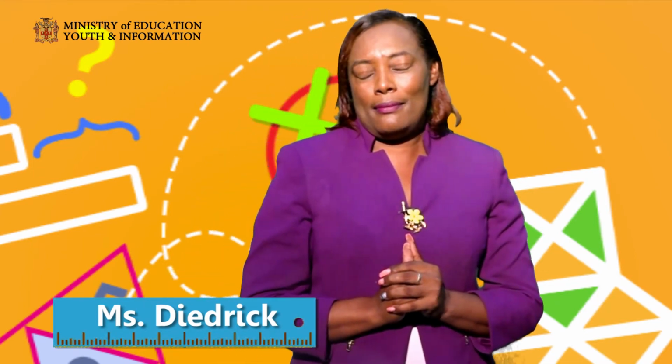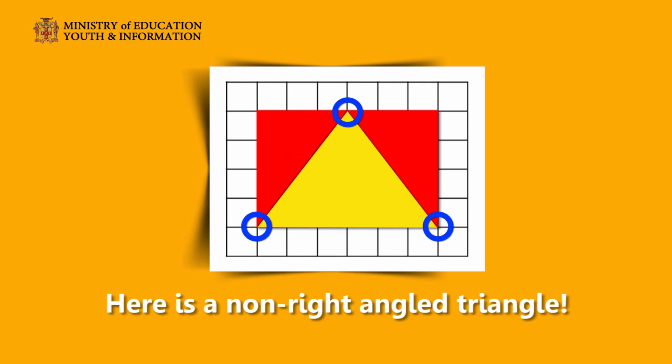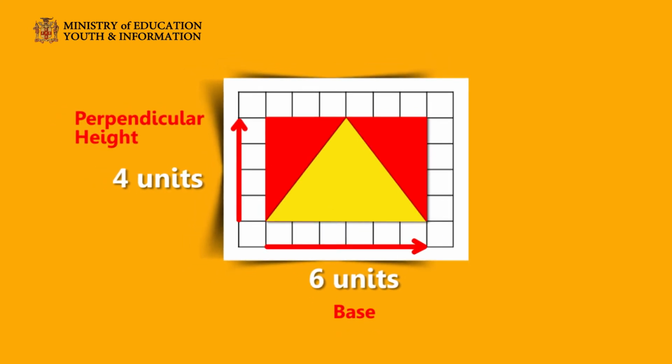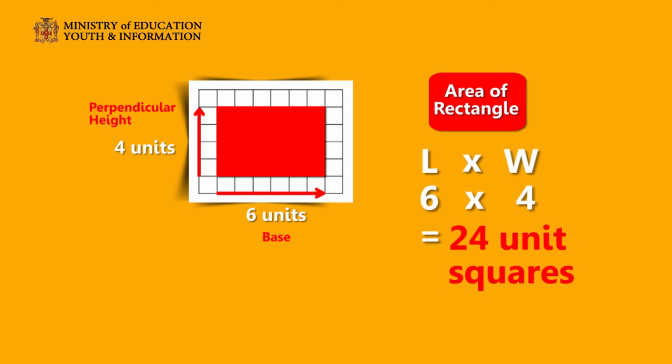Let's look at this. Here is a non-right-angled triangle on a grid. If you fill around the original non-right-angled triangle along its vertices, it will form a rectangle. Please note that the perpendicular height of the triangle is 4 units and its base is 6 units. The area of the resulting rectangle can be found by multiplying the length times the width. The area is 24 unit squares. Let's look at this.